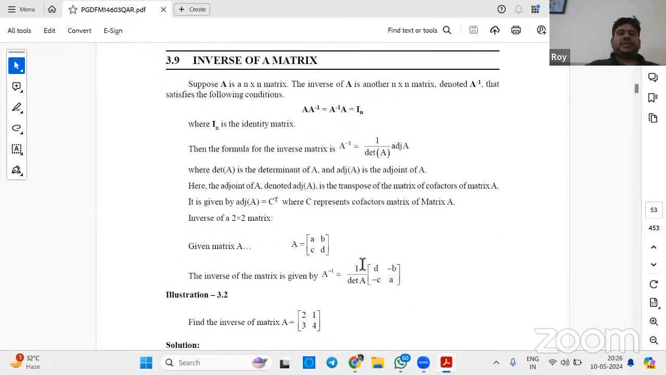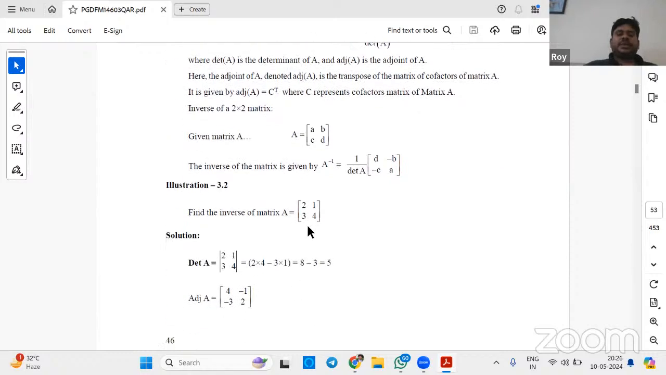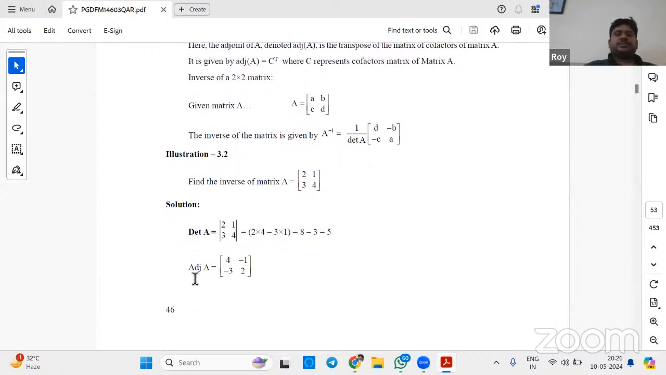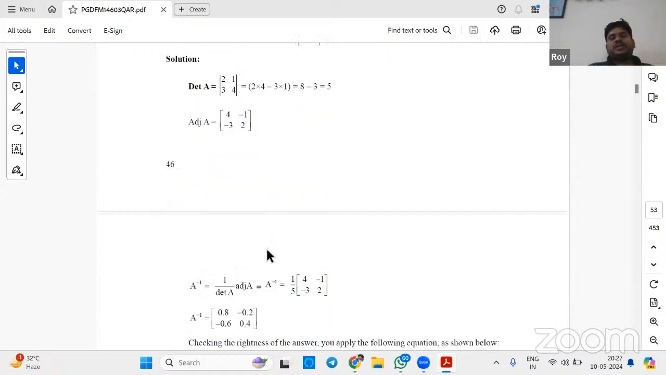Now, can someone tell me what is the determinant of A here? 5. 2 into 4 minus 3 into 1. 8 minus 3, 5. Wonderful. Now, here the determinant of A is 5. Now the adjoint of A: 4, minus 1, like this. We need to swap the diagonal values, and for these two values, minuses will come.